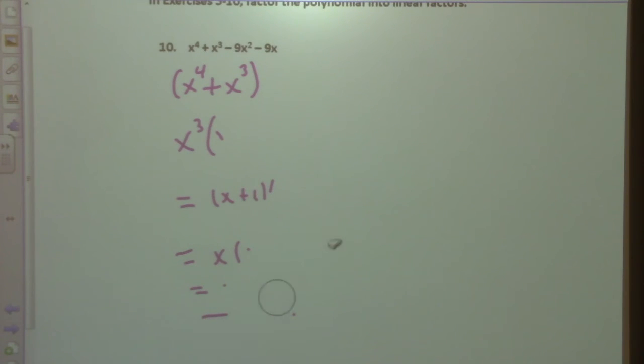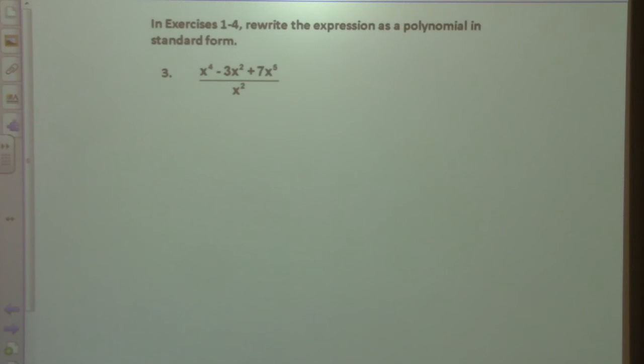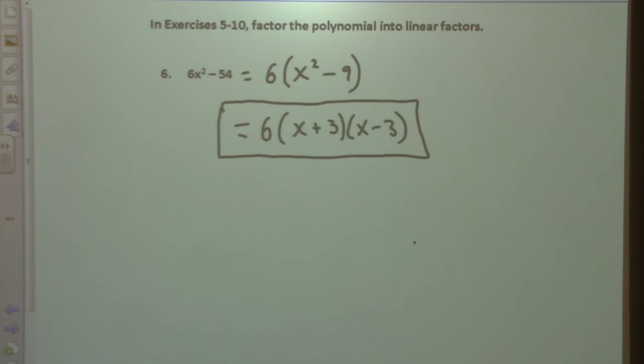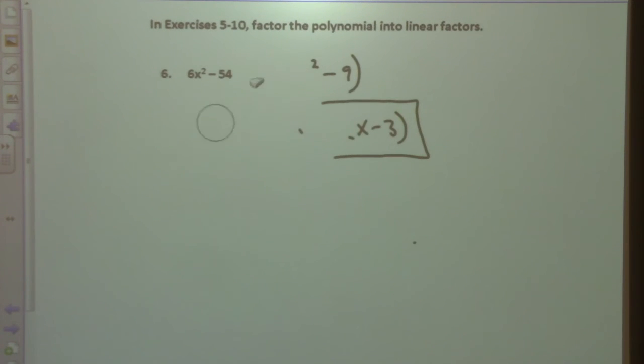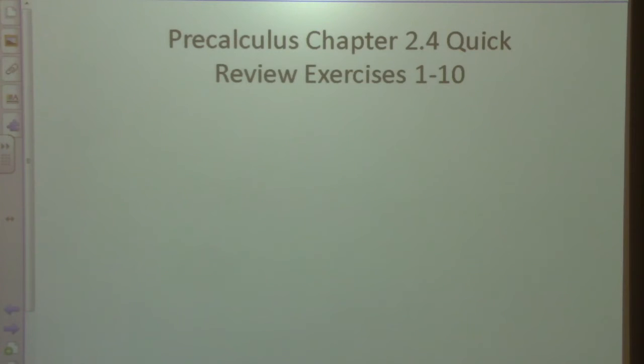What we're going to do is start into chapter 2.4 today, legitimately. And let me erase that. We're going to talk about polynomial division.